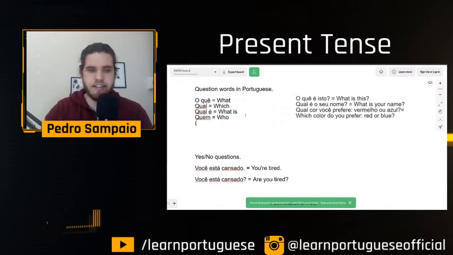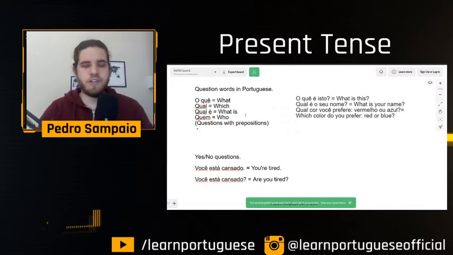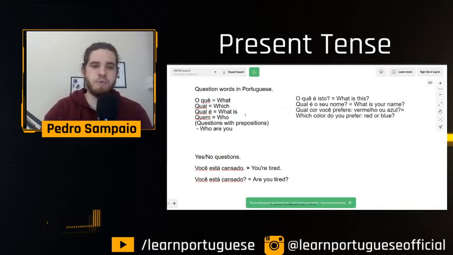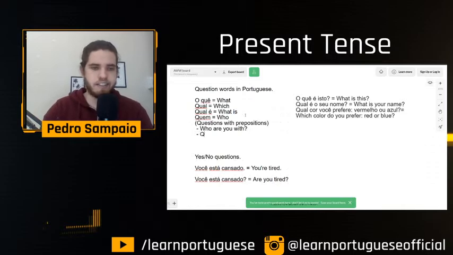And with this, I would like to talk about something else, talk about prepositions. So if I want to ask, let's say, questions with prepositions, let me explain. Since we're talking about quem, we need to talk about prepositions. For example, who are you with? Who are you with? So if we translate this word by word, that would be quem. So quem está você com? Or let's say quem você está com.